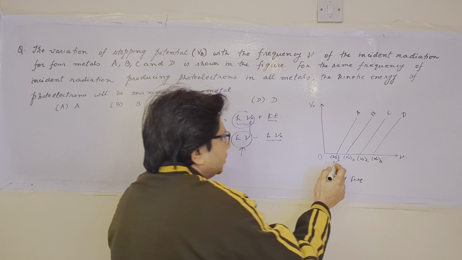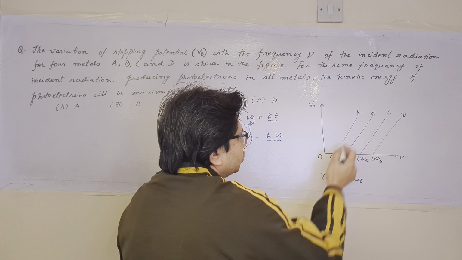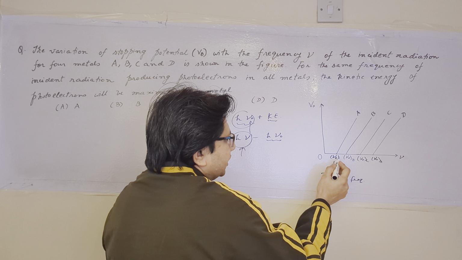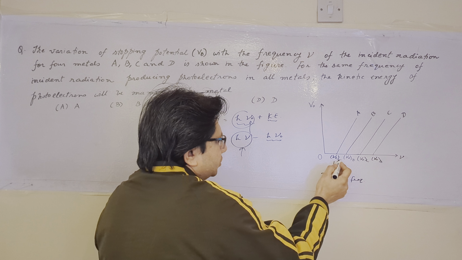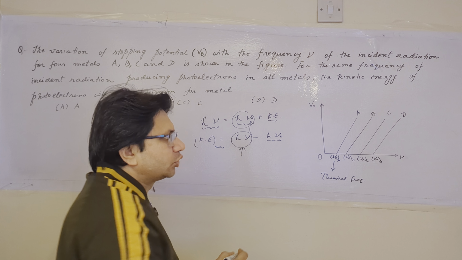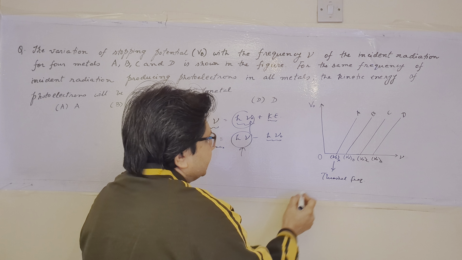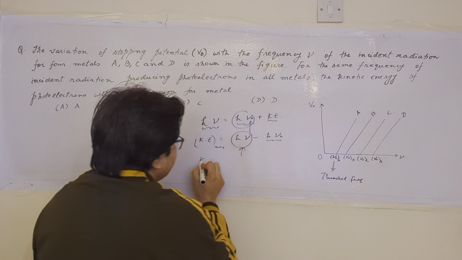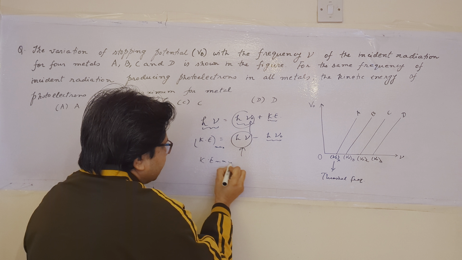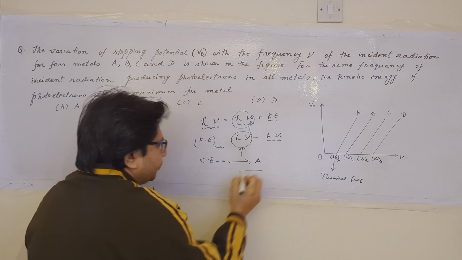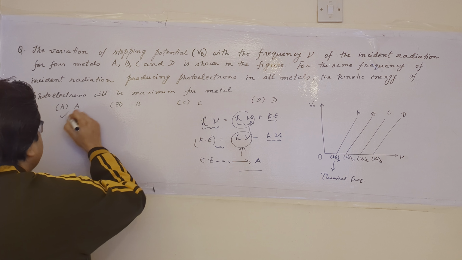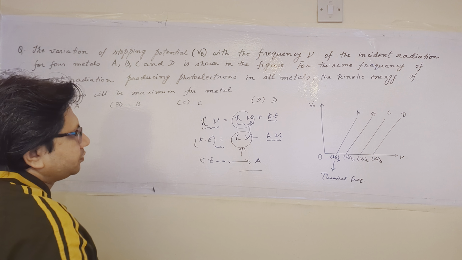So the minimum value of the threshold frequency corresponds to metal A. It is clearly seen that the threshold frequency for metal A is the minimum. So we can easily say that the kinetic energy is maximum for metal A. So we can easily say that option A is correct here.